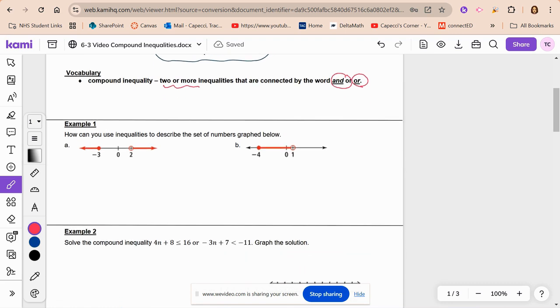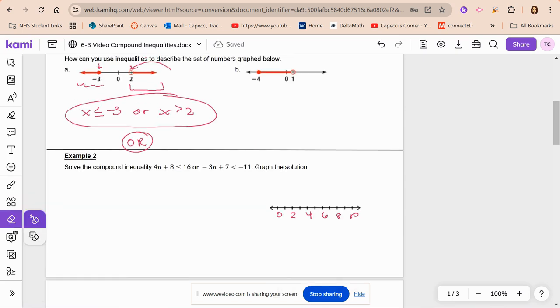All right, so the first example says, how can you use inequalities to describe the set of numbers graphed below? If we look at this first graph, we have -3 and to the left. So that's x is less than or equal to -3, because we have a closed circle there. Or we're going in this other direction: x is greater than 2. We don't have that equal sign there, because that's an open circle. So that's our final answer. It's one or the other.